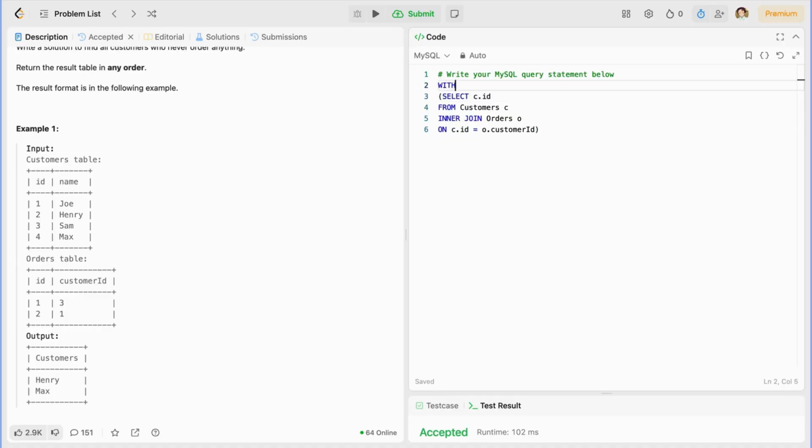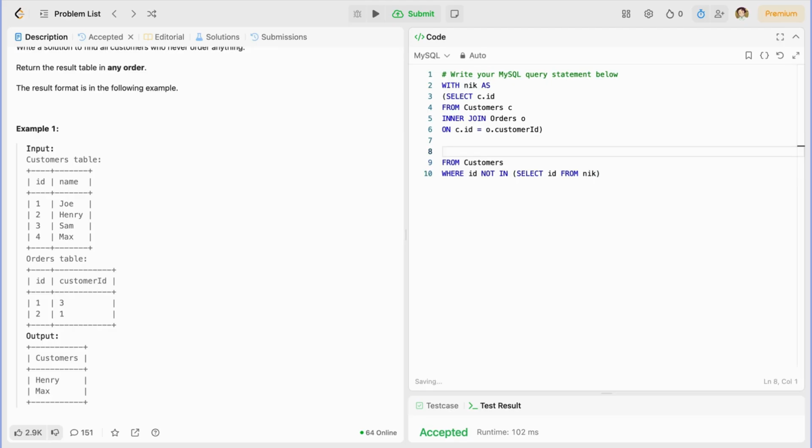So I'm going to store it in a common expression table, nick. The purpose of this question is we need to find the customers who have never ordered, so I'm going to exclude those. I'm going to take the table called customers and put a condition where id not in select id from nick, and we need to select the name and alias it as customers.